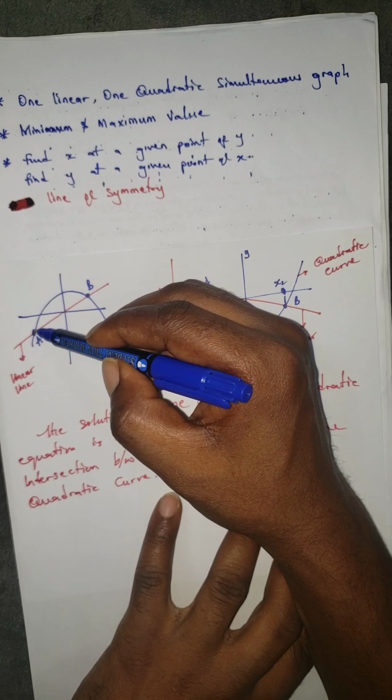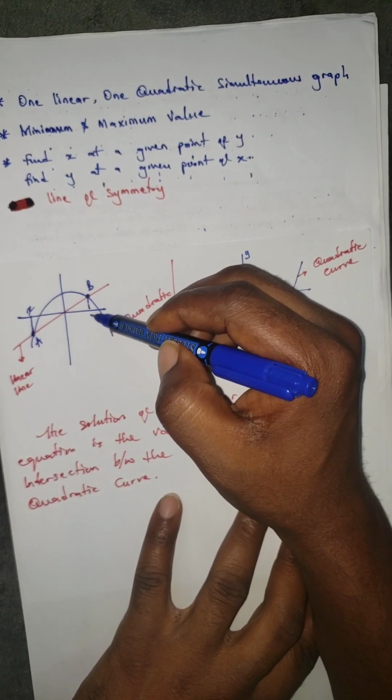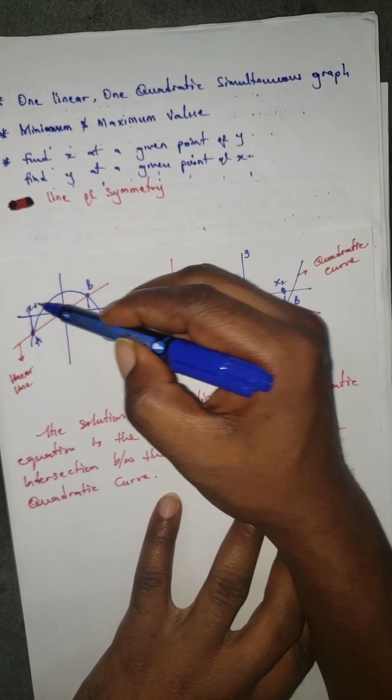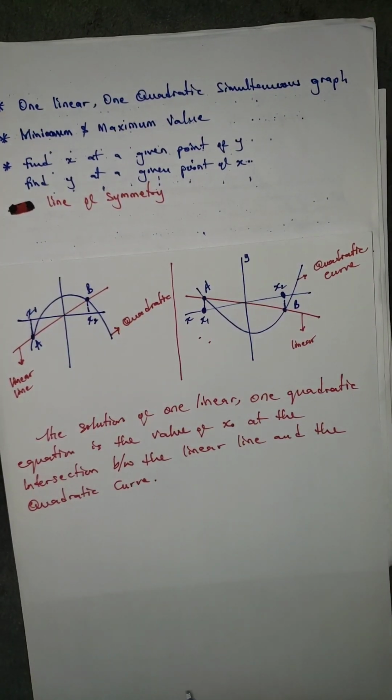Likewise, here you are going to trace it to find the value of your y, trace it down to find the value of your y. You can as well call this one y1 and this one y2. So that's how to find the solution of one linear, one quadratic simultaneous equation using the graphical method.